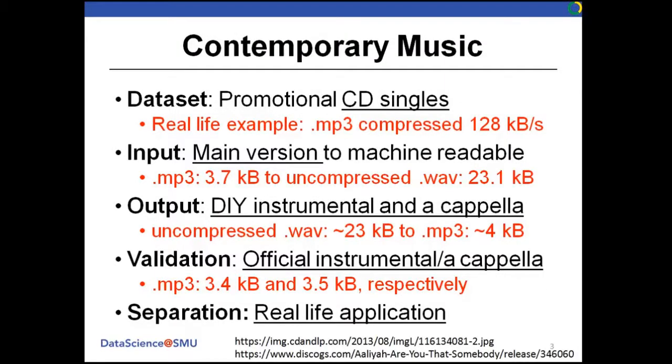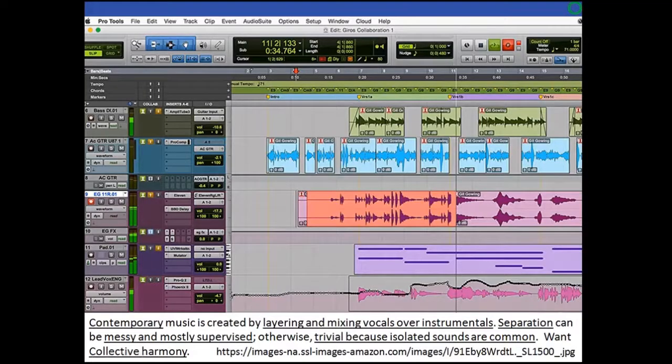So for contemporary music, we have promotional CD singles in MP3 compressed. And the main version, we have to convert it into WAV file for it to be machine readable. And then for the output, we separate it by instrumental a cappella. Validation is the official instrumental a cappella, and the separation is a real-life application for making blend tapes or just listening to the instrumental a cappella individually.